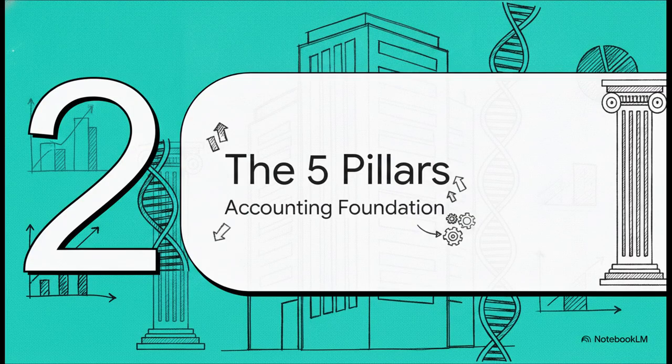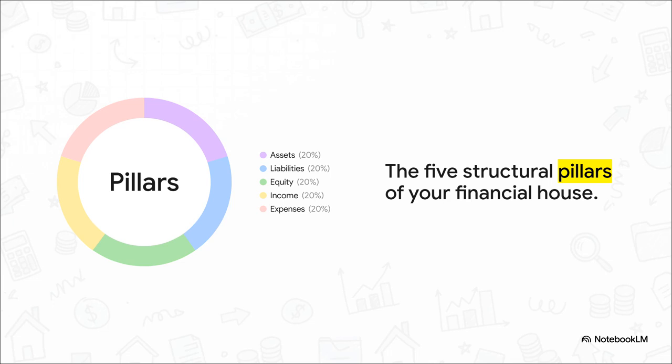Section 2. The 5 accounting pillars. Think of the chart of accounts as your absolute architectural blueprint. It's literally the DNA of your real estate business. Every single transaction you make, no matter how small or large, falls neatly into one of these 5 structural load-bearing pillars. We're talking assets, liabilities, equity, income, and expenses. And this brilliantly illustrates our foundation.